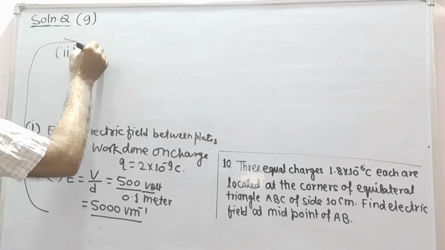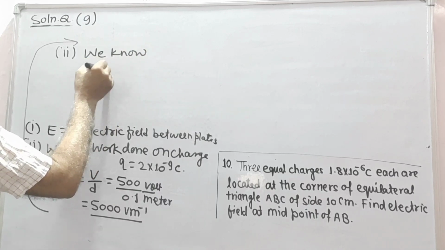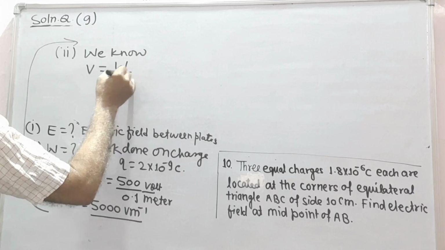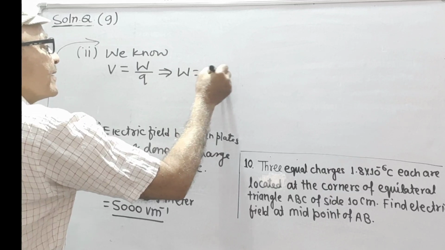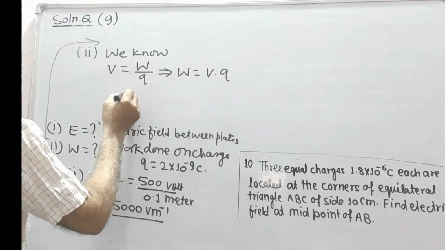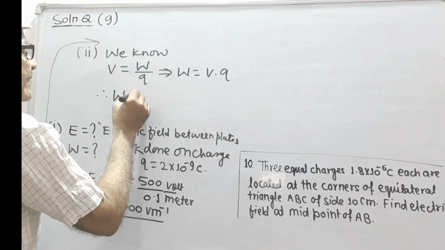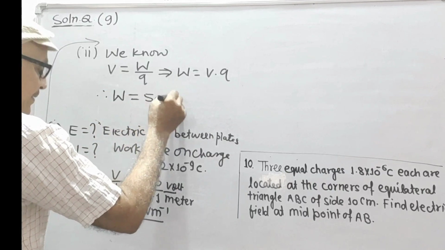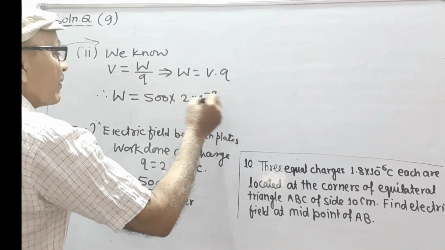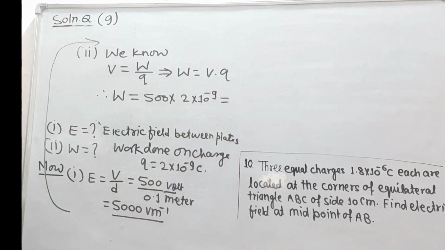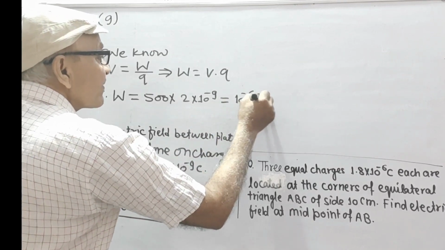We know electric potential is defined as work done per unit charge. Therefore, W will be equal to voltage into charge. Here, work will be, voltage is 500 and charge is 2 into 10 to minus 9. So we get work done as 10 to minus 6 joules.